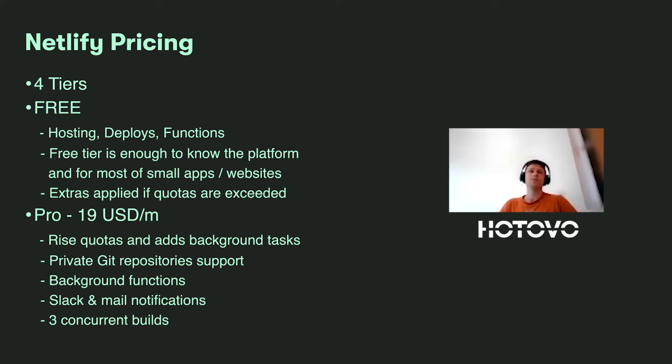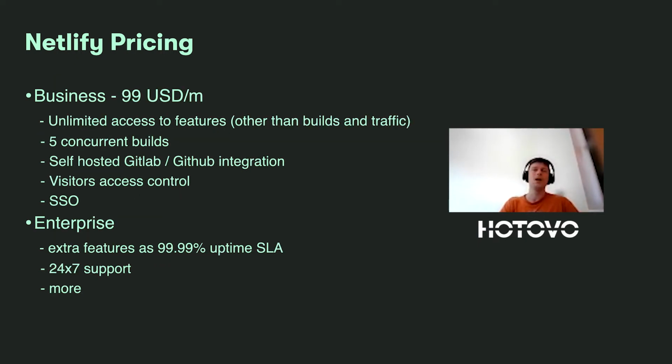For example, for 19 bucks a month, you can increase the quotas for the traffic and for the builds as well. You can use private Git repositories, which is a pretty important feature for many projects. You get access to background functions and much more. And for bigger projects, it's very good to use the business tier, which is still not that expensive, and it removes all the quotas for the content. You now have 5 concurrent builds, and you can even get, for example, single sign-on. And of course, when you are an enterprise, you can get a custom deal.